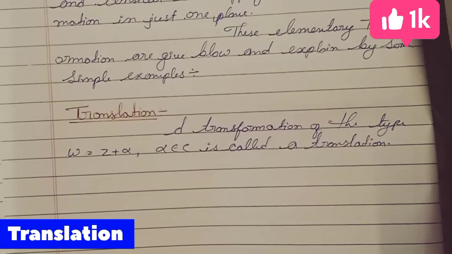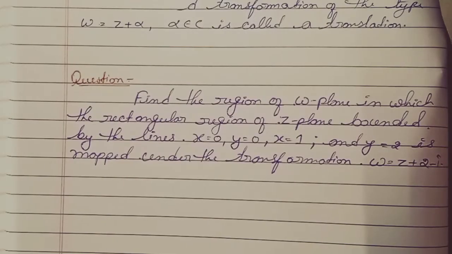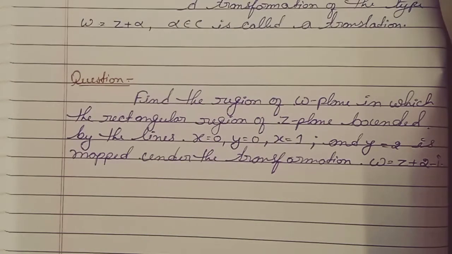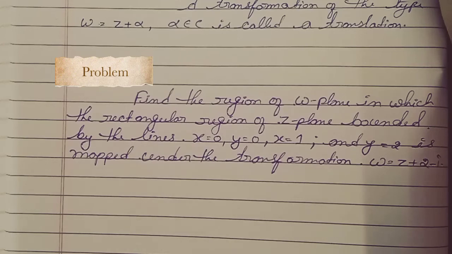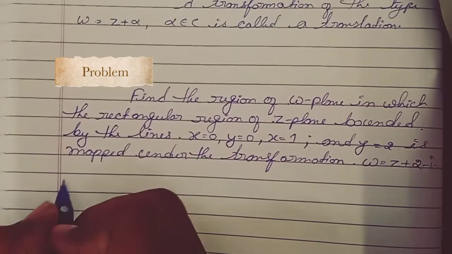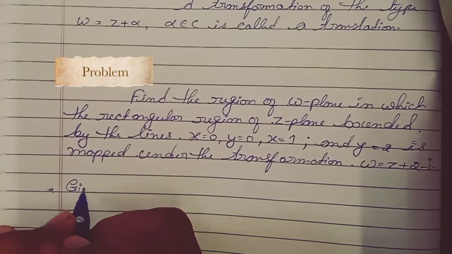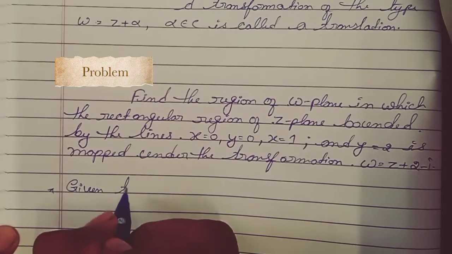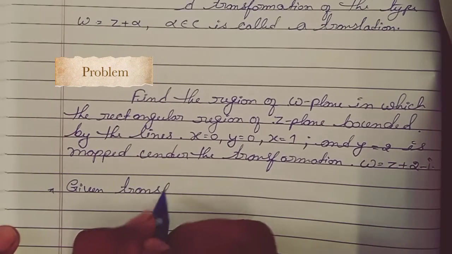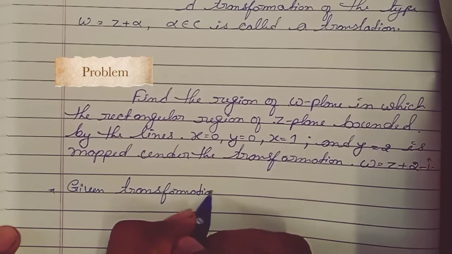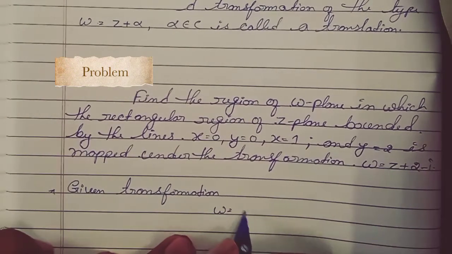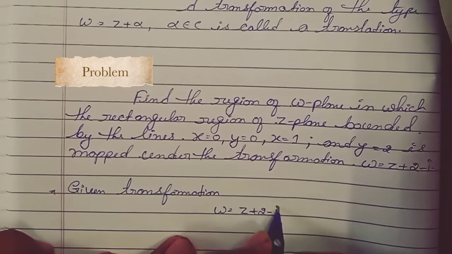Now we take an example on translation. Find the region of the omega plane in which the rectangular region of z plane bounded by the lines x is equal to 0, y equal to 0, x is equal to 1 and y equal to 2 is mapped under the transformation omega equal to z plus 2 minus iota. So first we write the given transformation: omega equal to z plus 2 minus iota.